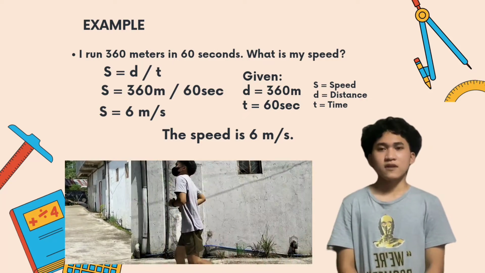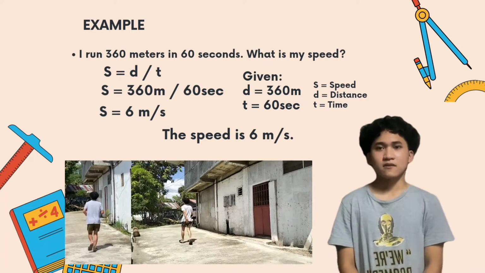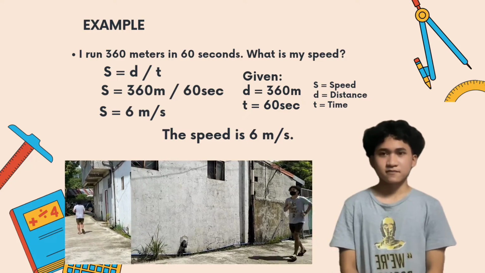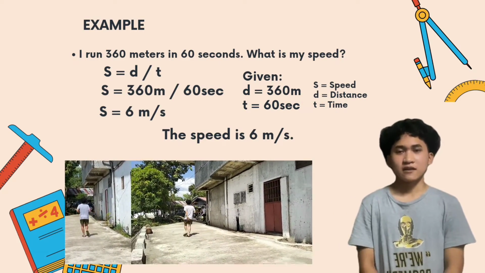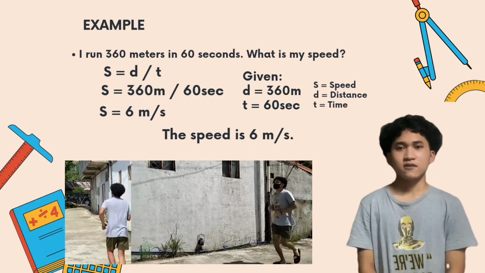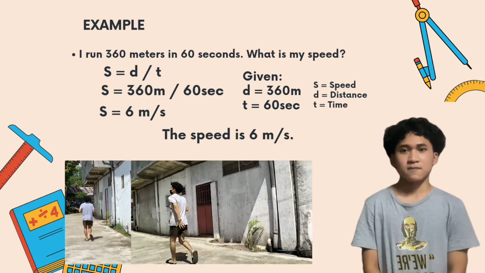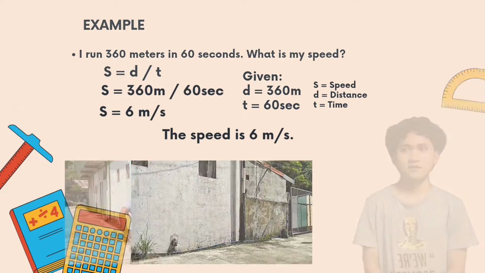Then, we will use the formula. Speed is equal to distance over time. Next, substitute the given. Then, calculate so we can get the speed of 6 meters per second.